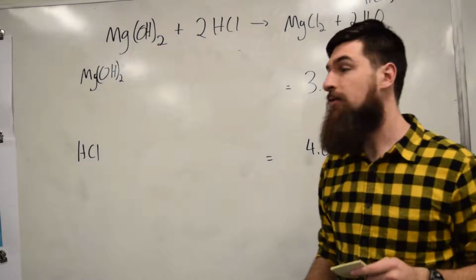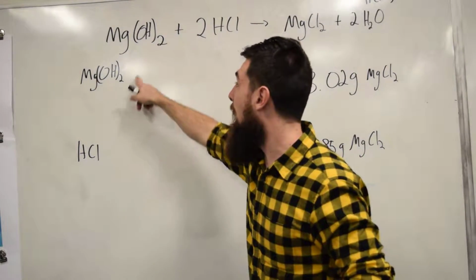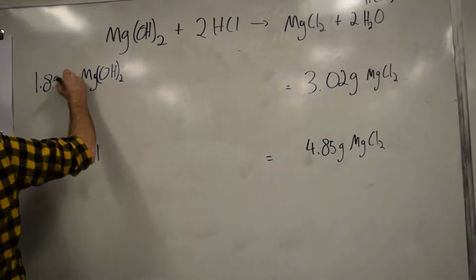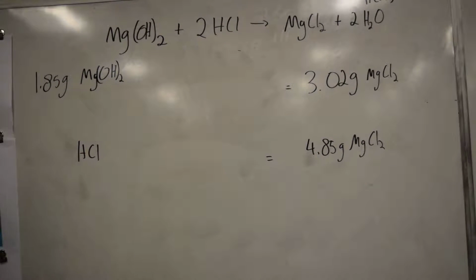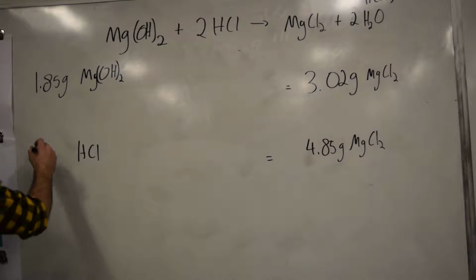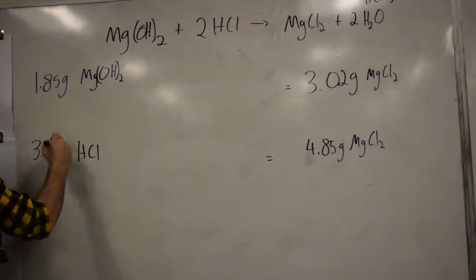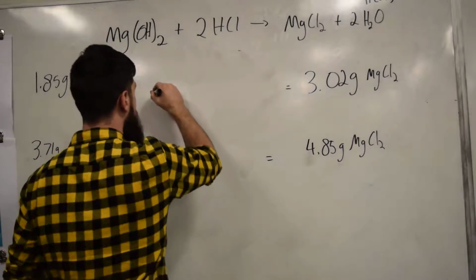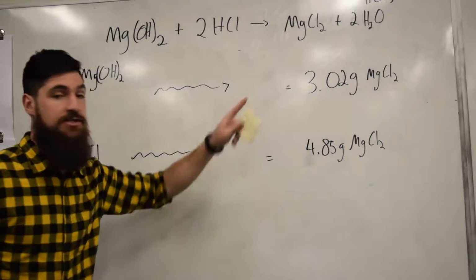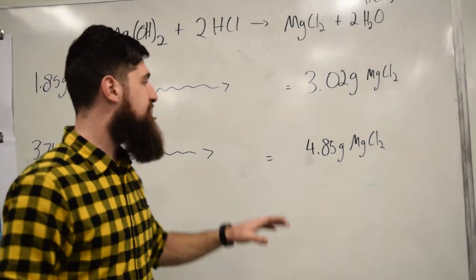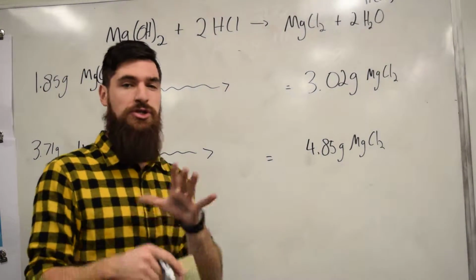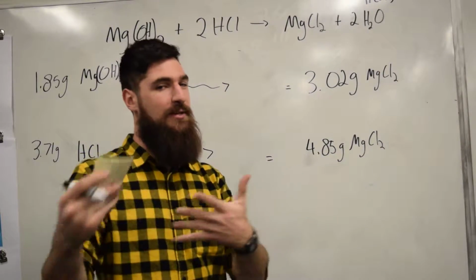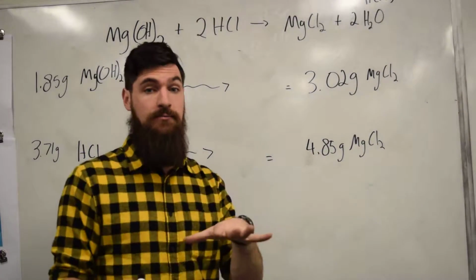Part A, you're finding out how much will 1.85 grams of magnesium hydroxide give me, and how much will 3.71 grams of hydrogen chloride give me? You should be able to work this out to get these two different numbers. If you just put these numbers up here without showing how you did the work with the conversion factors, you're not going to be able to get the full credit.